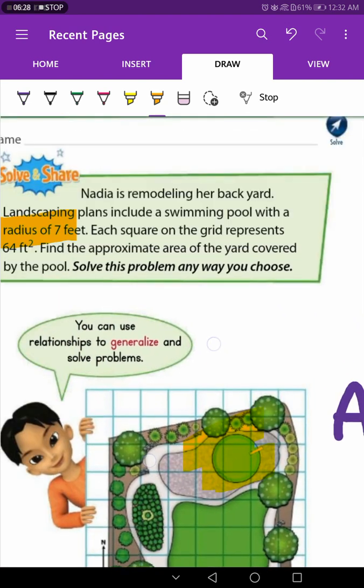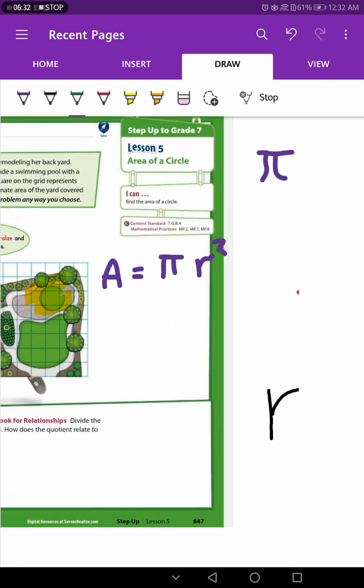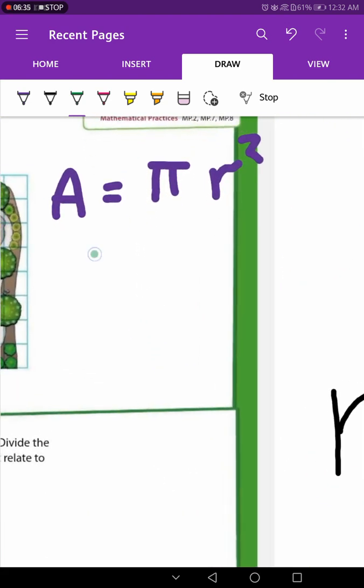It is 7, as you see here. So the r given here is 7 feet. It is r equal 7 feet.